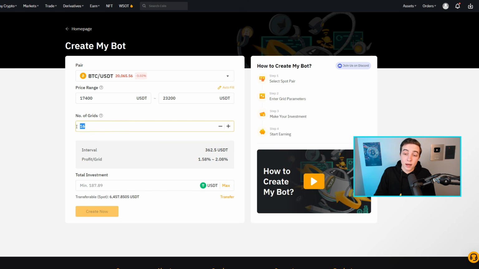So as the grid number goes up and the interval goes down, the profit per grid goes down as well, because once again, this is simply measuring the profit between each buy and sell order. So if there's a very small gap between each order, there's going to be low profit.